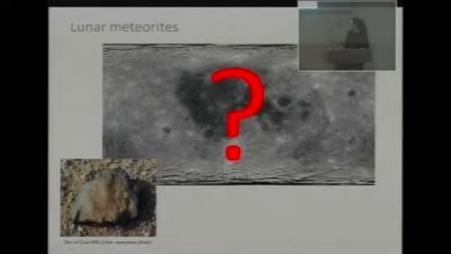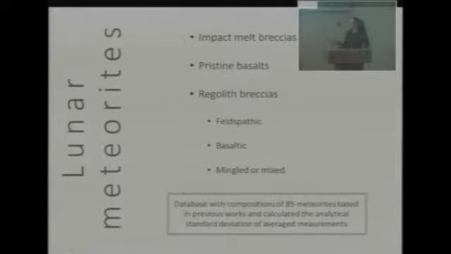Where did the lunar meteorites come from? There are different types of lunar meteorites. To keep it simple, I don't want to get too much into geochemistry or different types of rocks. We just classify the lunar meteorites broadly into these types. Impact melt breccias are rocks from different types of rocks that melted together because of an impact event. There are pristine basalts, which are rocks from the dark areas of the moon, the mare areas. And we have regolith breccias.